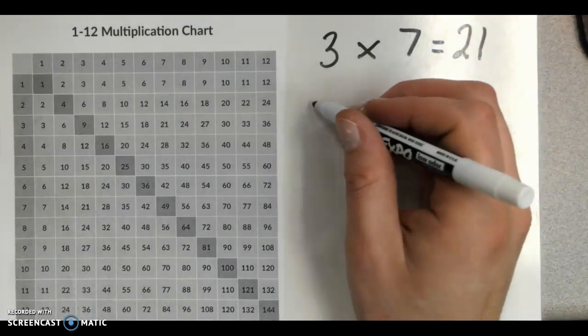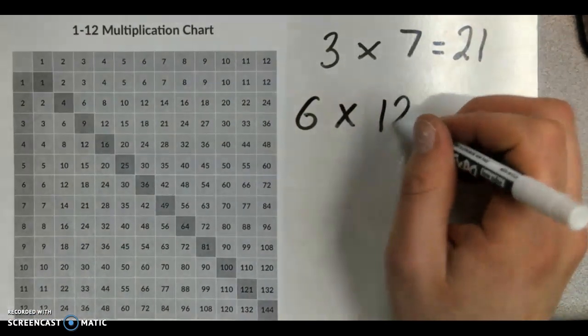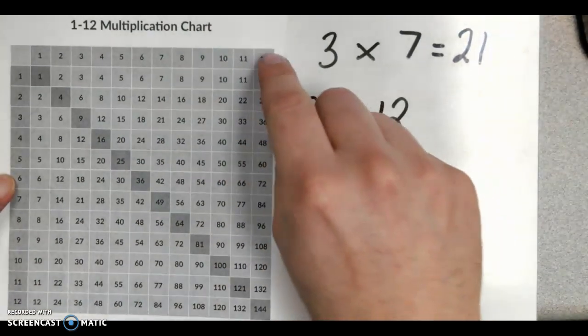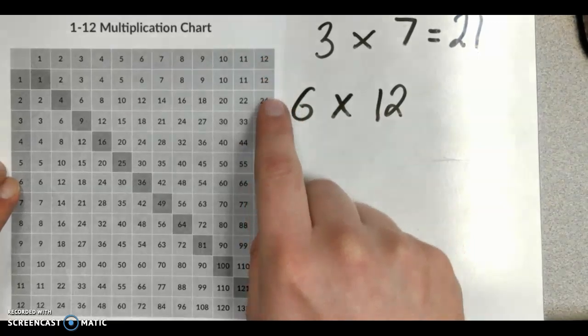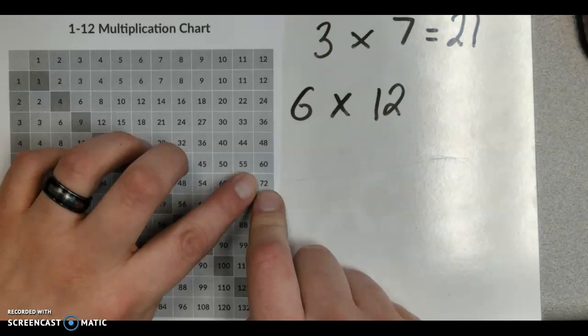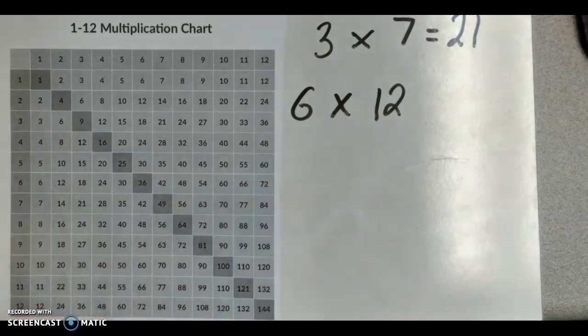Let's try another one. If I have 6 times 12, I put one finger on my 6, one finger on my 12, and I look, where do they meet? Right here at 72. Okay?